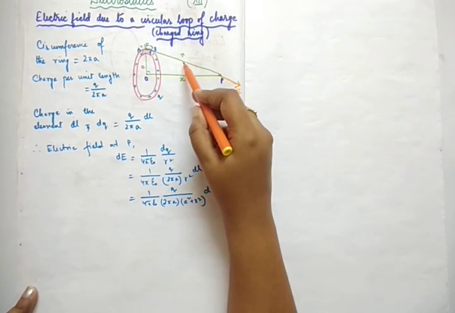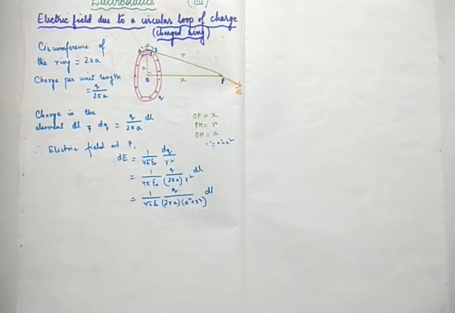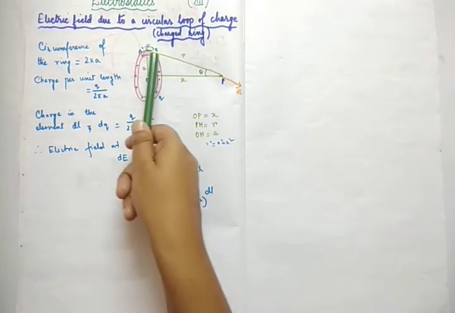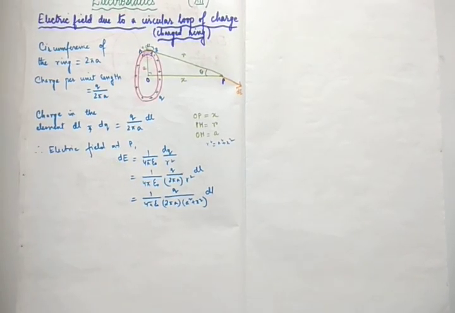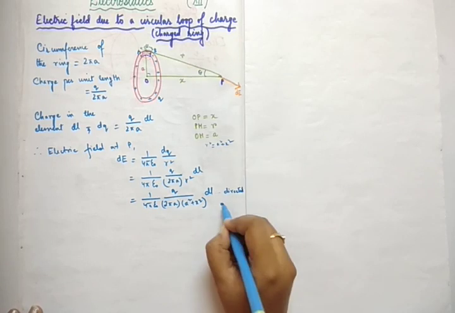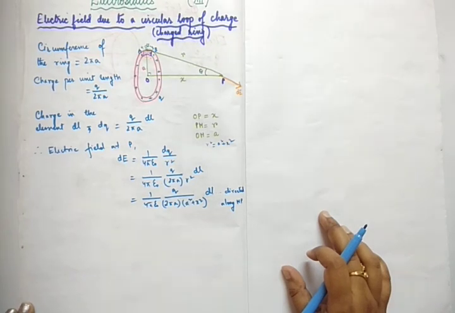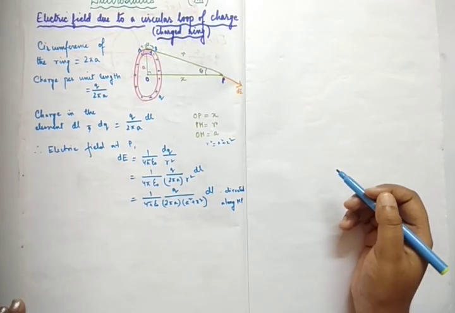Suppose this line is inclined to the baseline at an angle theta. There is an angle theta between this inclined line and the horizontal line. So the electric field is directed along MP. This is the direction.